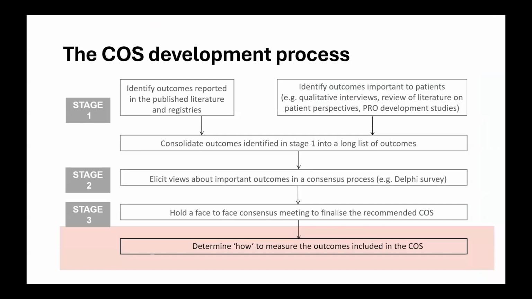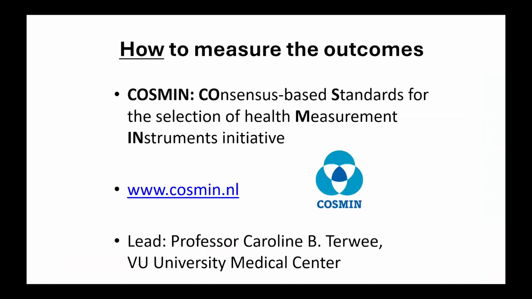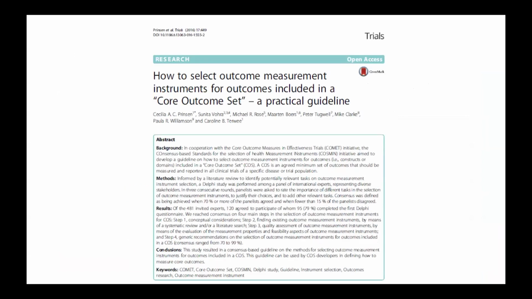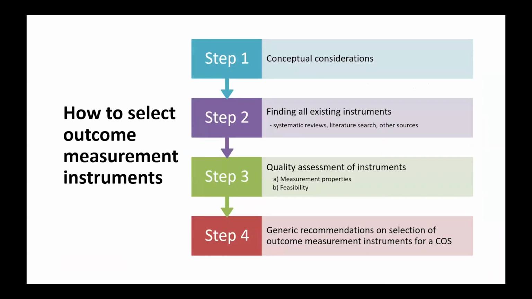So I'll quickly go on to the next stage. Once you've done the what to measure, the core outcome sets, the next stage is identifying how to measure them. We work with a group called COSMIN, who are based here in Amsterdam, and we developed a practical guideline for the selection of outcome measurement instruments. It's a best practice guideline saying how you should go about selecting the outcome measurement instruments, and it's a four-stage process. You'd find existing instruments, assess the quality of them, and then make recommendations.